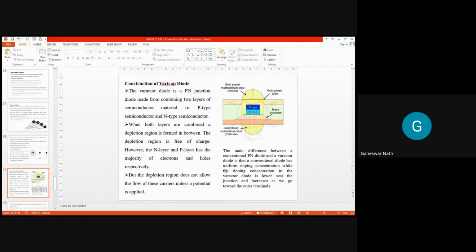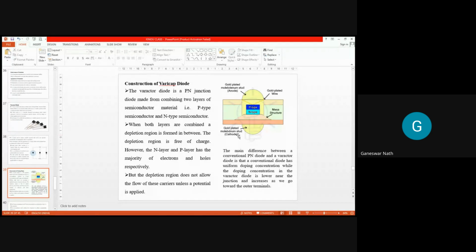One thing you can mark: within the junction region, a variable capacitor is also developed. Due to this development of charge carriers on the two different plates, the system can also act as a capacitor, and this capacitance can be changed with the change of the voltage. That is why we named it a variable capacitor or varicap.